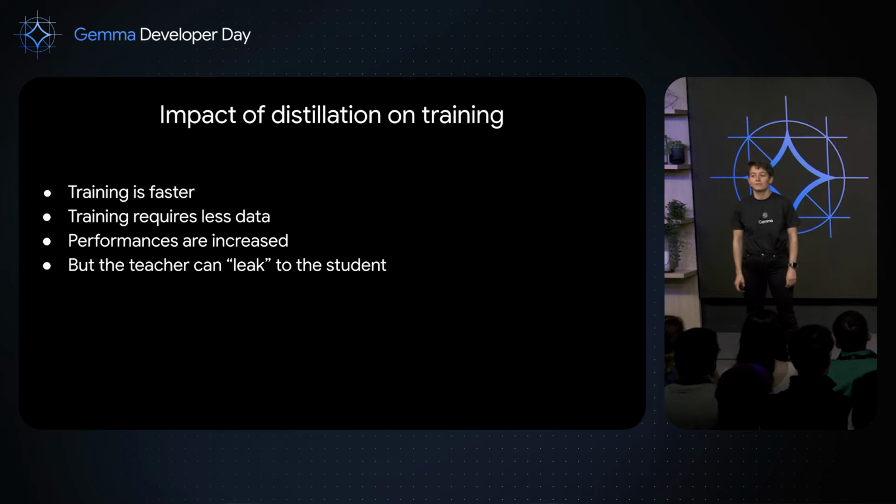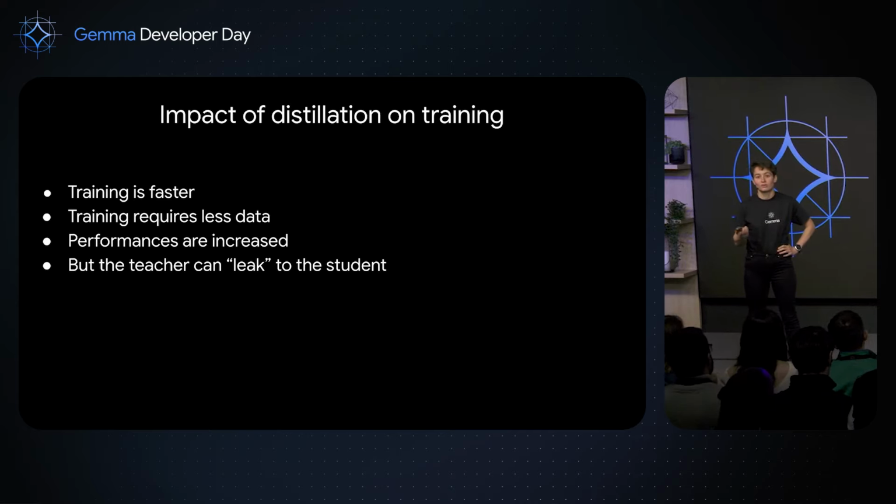Another issue is the teacher can leak in some way to the student. Suppose that you have a super good 100B model, but you wanted it to be really good on maths, and accidentally, whoops, you overfitted on the test dataset of math. Well, your teacher will overfit, and your student will also overfit. So you need to be really careful about that.